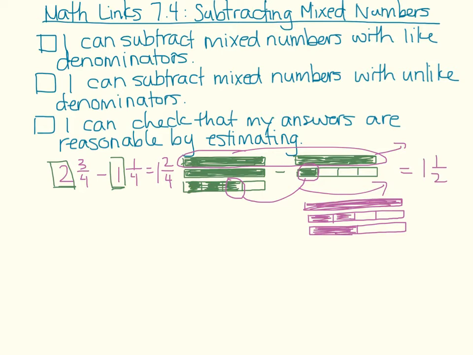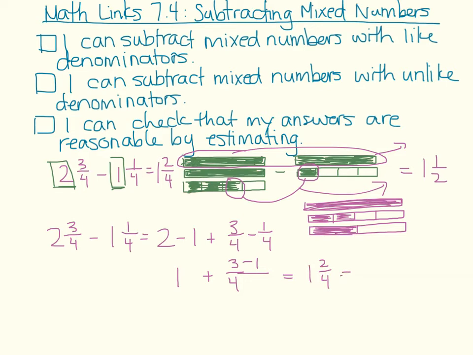We can also write this as a subtraction statement. So we've got 2 3/4 minus 1 1/4 is 2 minus 1 plus 3/4 minus 1/4. 2 minus 1 equals 1. 3/4 minus 1/4, so 3 minus 1 over 4, gives us 1 2/4, which is the same as 1 1/2.